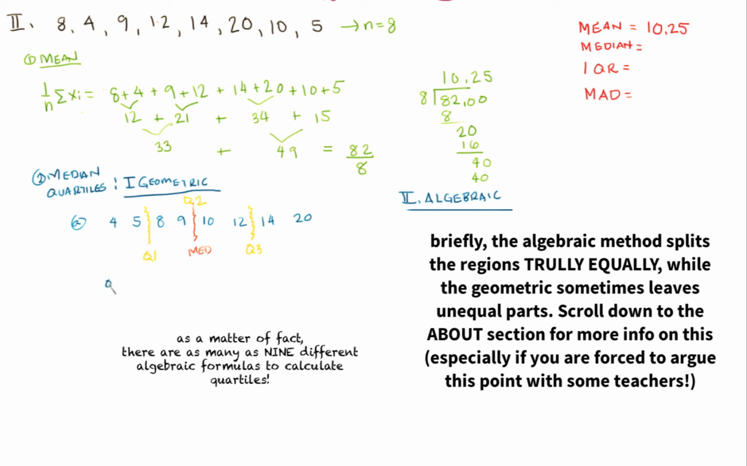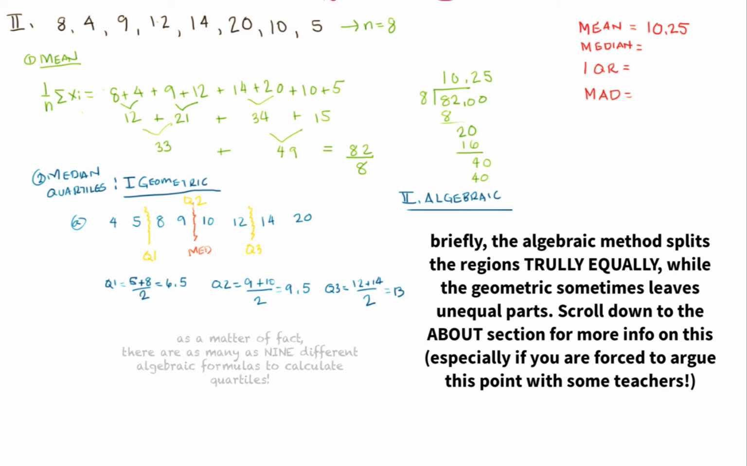We split them so that we get even numbers. Notice that we've got 2 in each one of these quartiles. So our first quartile is the average between 5 and 8, and that's 6.5. And here we've got 9 and 10, and that's 9.5. We've got 12 and 14, that's 13. Now, let's move on to the algebraic.